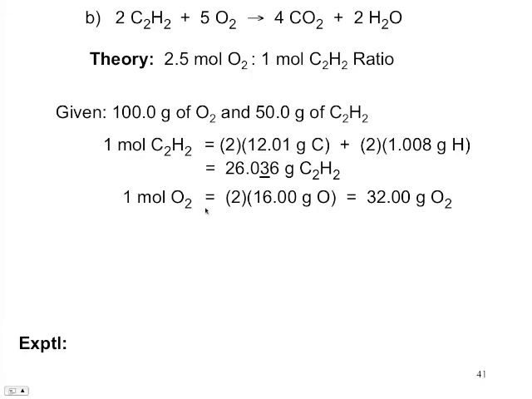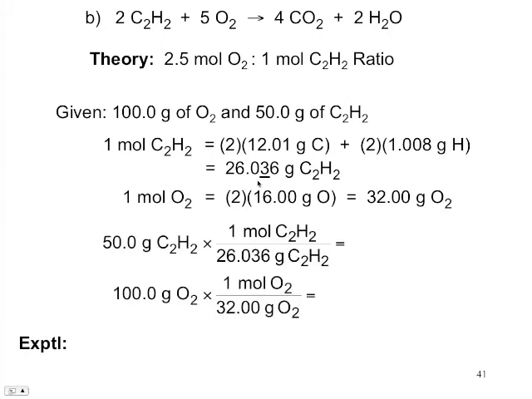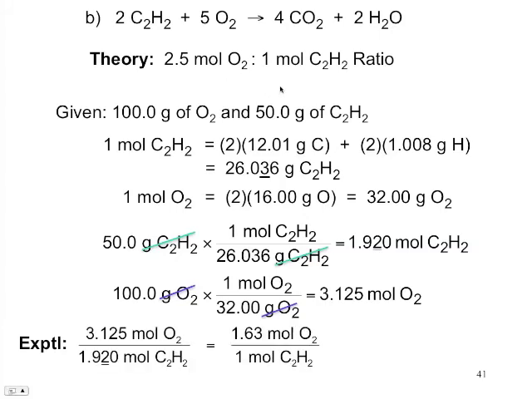For oxygen, for O2, it's 32 grams per mole. For acetylene, it's roughly 26 grams per mole. So we use them to calculate moles of acetylene and moles of oxygen in the usual fashion. So now we've got 2.5 moles of oxygen and 1 mole of acetylene that's needed, right? In our recipe, in our experiment, we compare the same number ratio, oxygen to acetylene. Divide 3.125 by 1.920 on your calculator, and you'll get 1.63 to 1. So we compare this with what we have up here, 2.5 to 1.